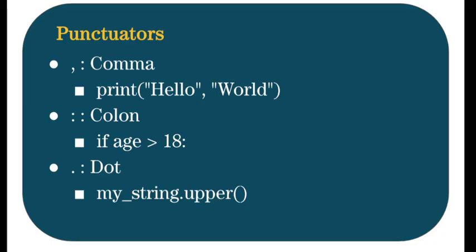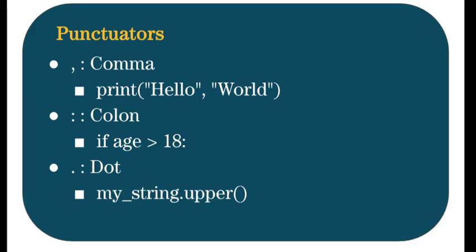Next comes comma. It separates items in a list or arguments in a function. Here, print hello comma world. So it is separating the two items.